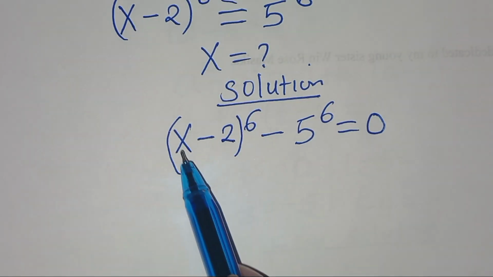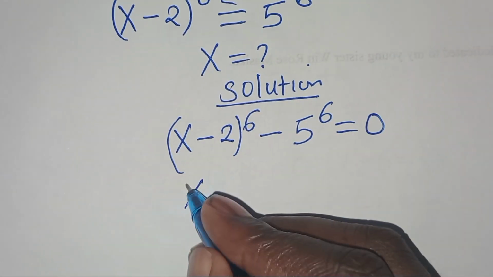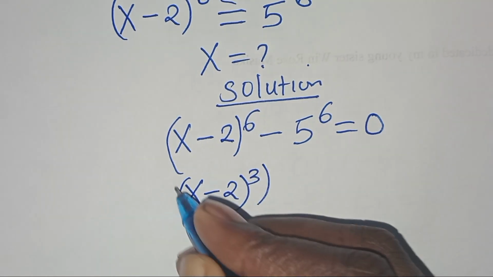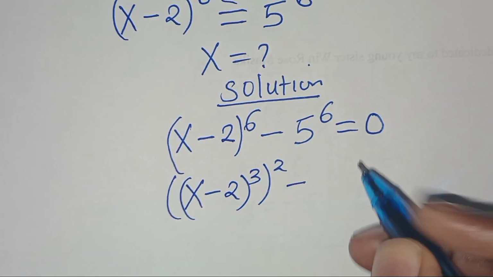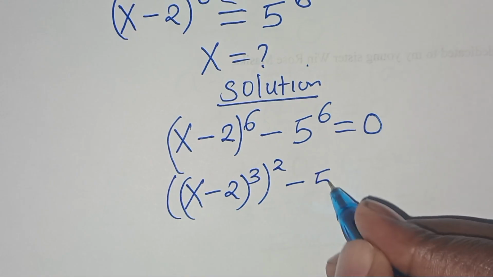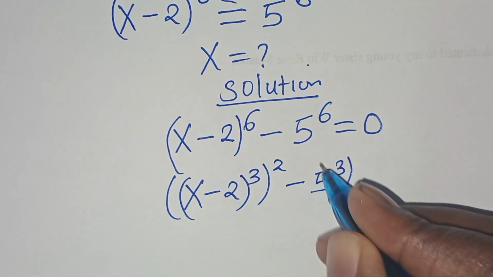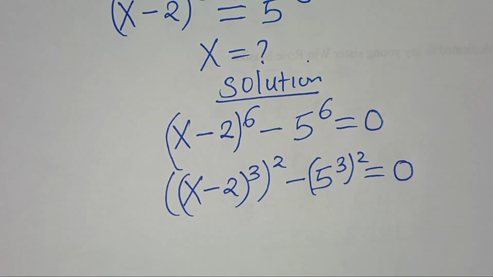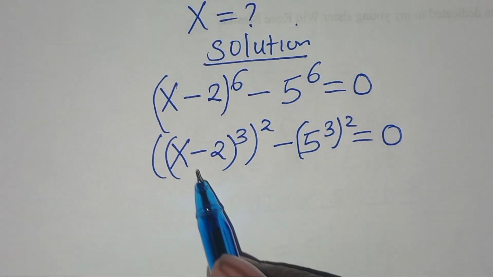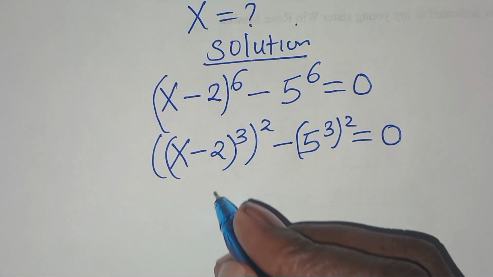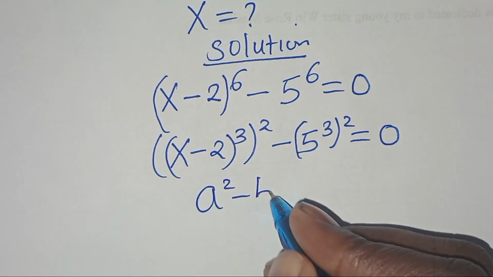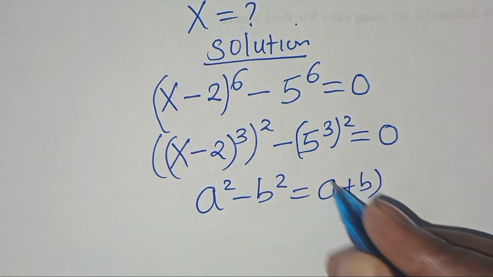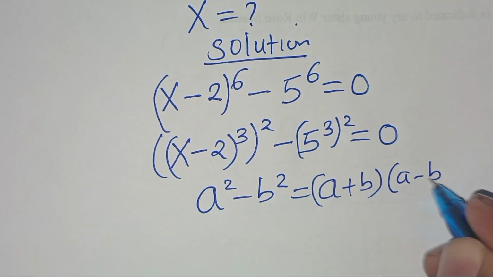Now, we can express (x - 2)^6 as ((x - 2)^3)^2, subtract 5^6, which we can express as (5^3)^2. This is equal to 0. Now, this equation is in the form of a squared minus b squared, which we can express as (a + b)(a - b).